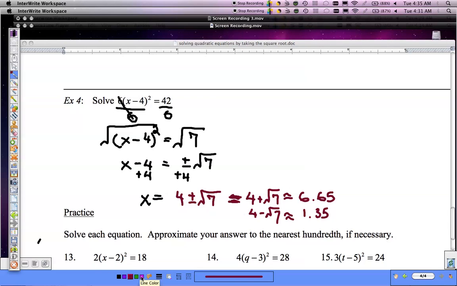So again, you might see solutions both ways. You may see this written as x equals 4 plus or minus radical 7, and you might also see it in brackets as 6.65 and 1.35, to say that x could be both of those.